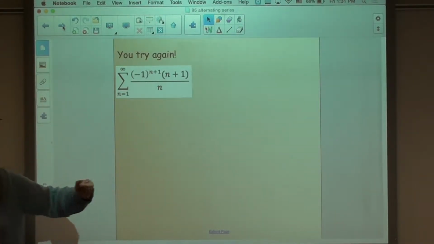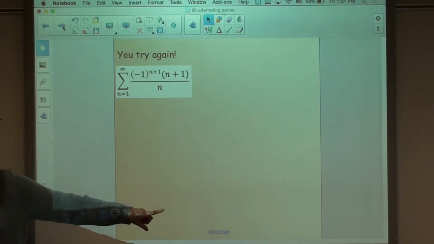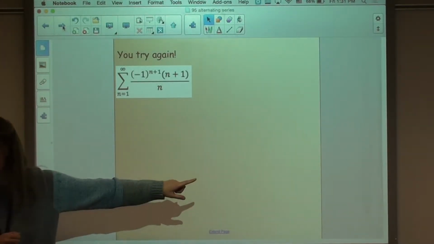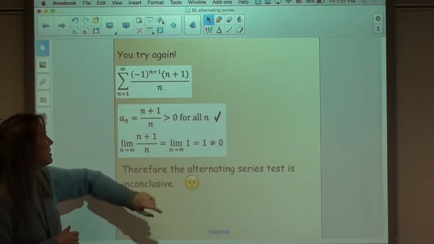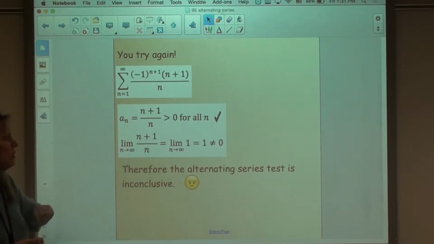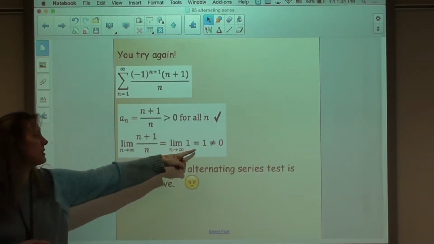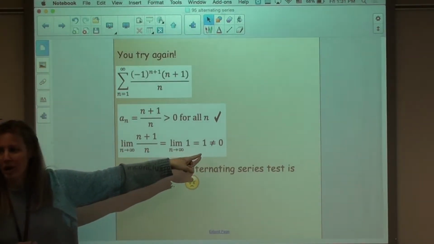Just wait till the next one we get to on Monday, we're going to do one where the limit has to be anything less than 1. All right, so here we go. So when you do this one, could I imagine? It is always positive, but the limit approaches 1.